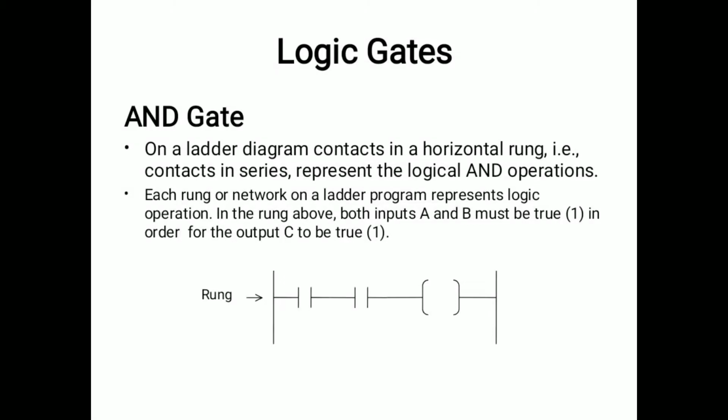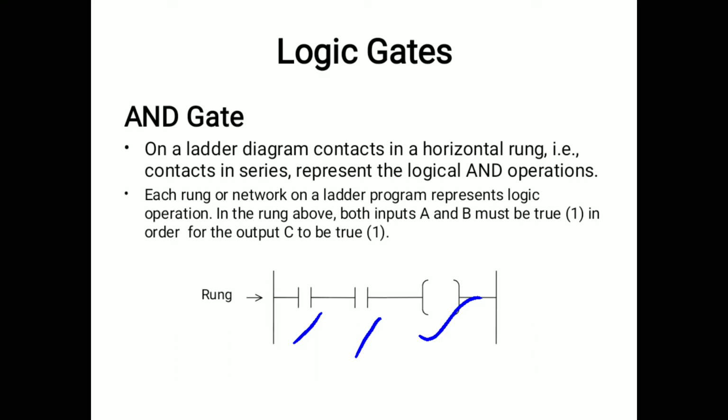In this lecture, we will discuss various logical instructions that are being used for PLC programming. First, we start with the logic gates. Suppose we want to represent any AND gate. For representing any AND gate, you have two inputs and one output. These are two input symbols, and this is one output. The output symbol is to represent the one output.